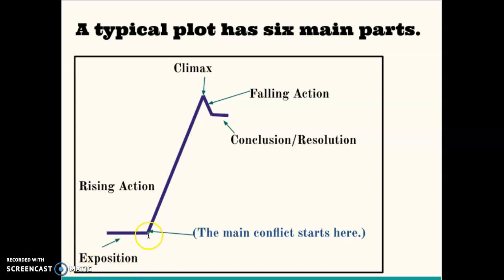The main conflict begins at the beginning of the story, and it causes all the other events to happen, and it causes the interest of the story. The rising action builds tension up to a climax. And then you have falling action and your conclusion or resolution.